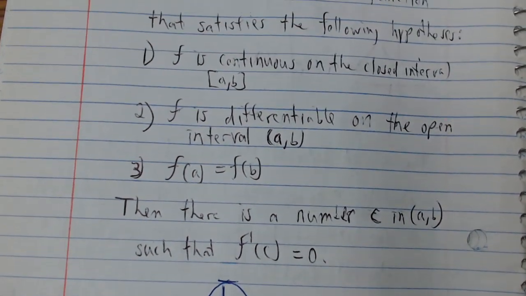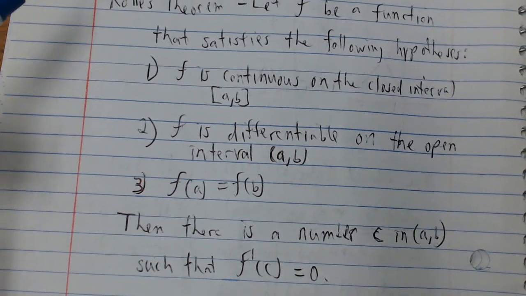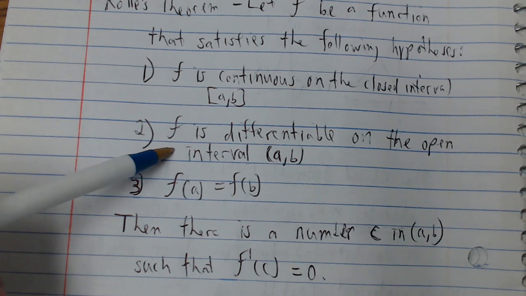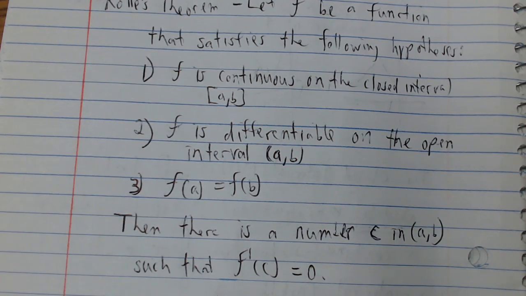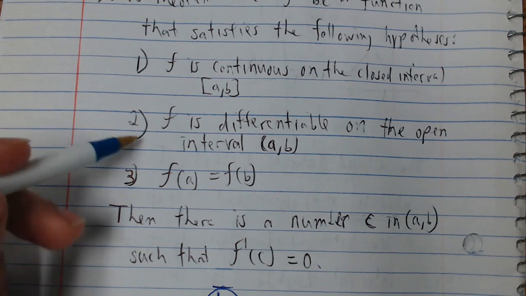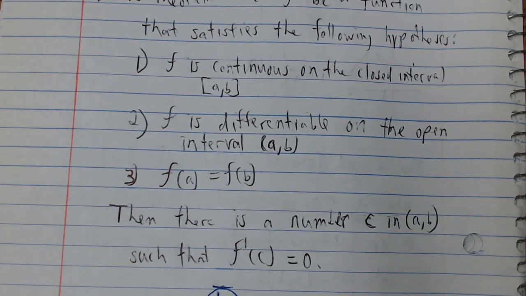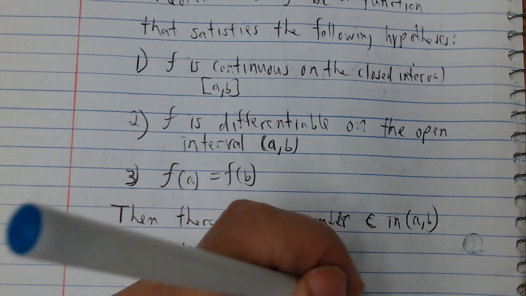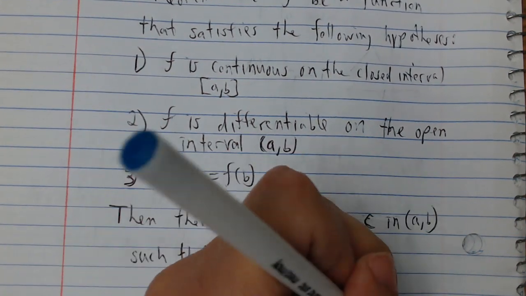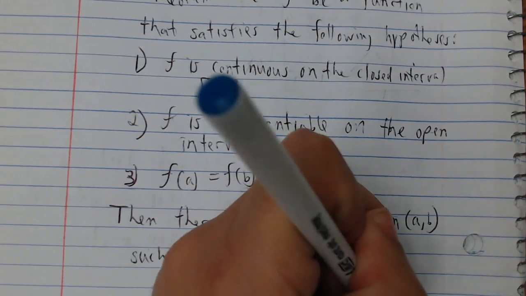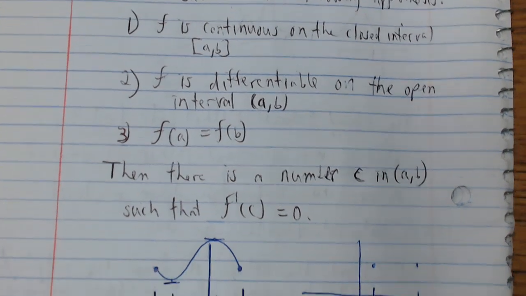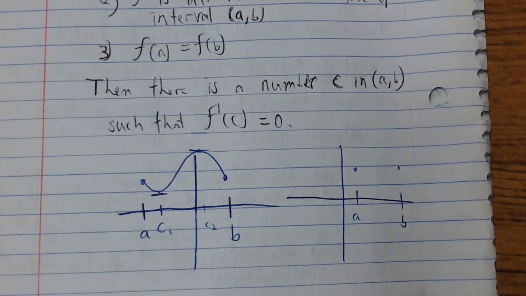Now, why are these three conditions important? Well, obviously for continuity, if it's not continuous, I could draw a graph where there's basically nowhere where the derivative is 0. But what if I have something like this? Now look, from A to B, the y values of A and B are the same. Okay, so condition 3 has been satisfied.